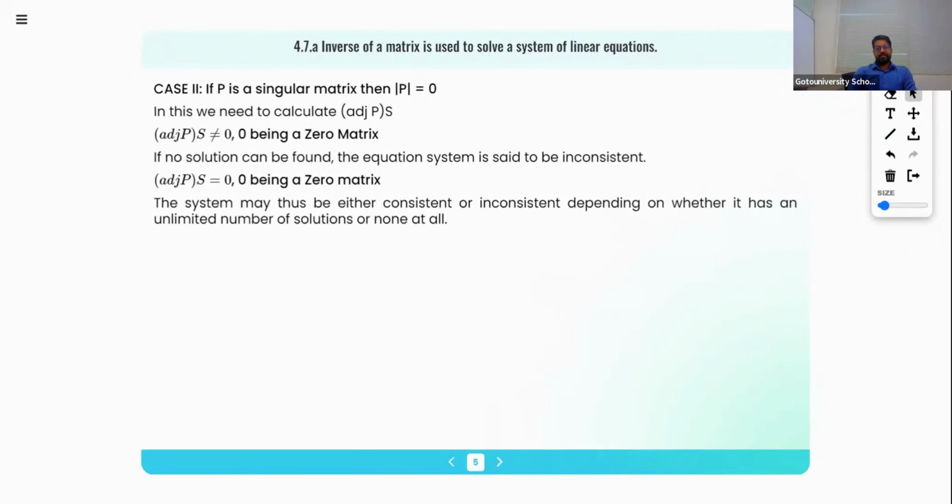If it is a singular matrix, then what are we going to do? If it is a singular matrix, we have to calculate the adjoint of P. Okay, and we don't have to worry about this if it is a singular matrix right now because we only discuss non-singular matrix. Okay, so you can just read this content later. Let's move on to the solved examples quickly.